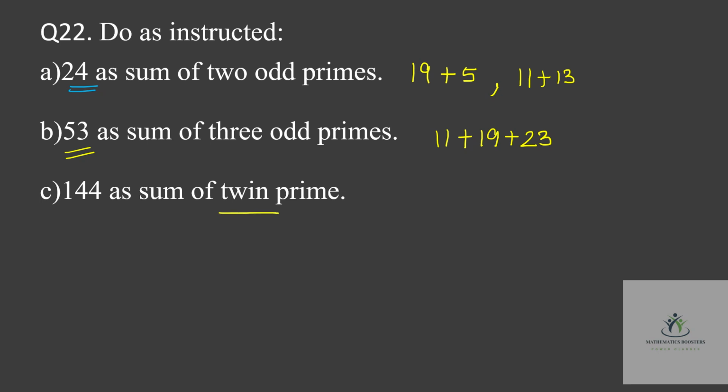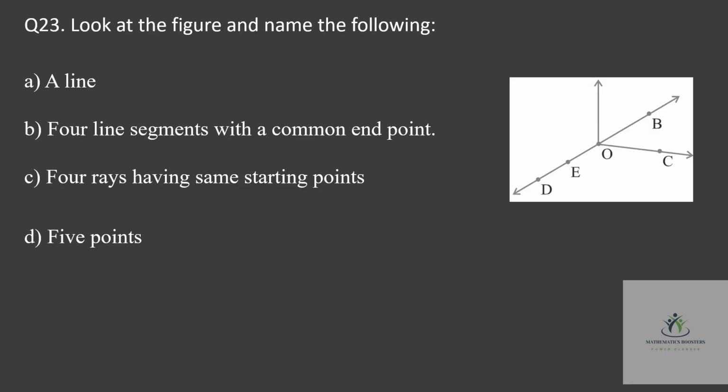Twin primes. Which are twin primes? The numbers which are prime and have a gap of 2. Basically they should be consecutive odd numbers. So 71 and 73.